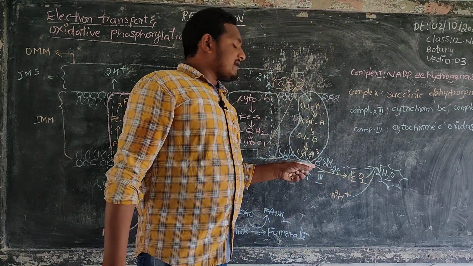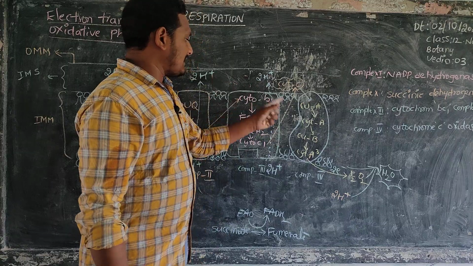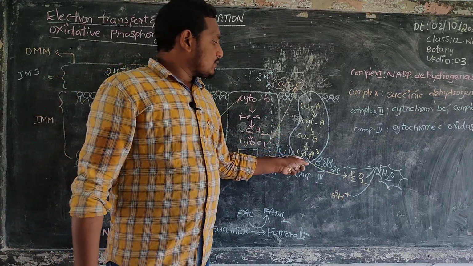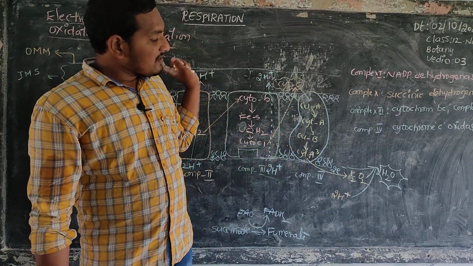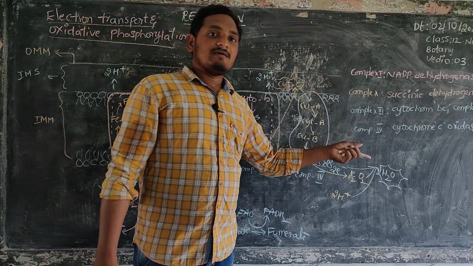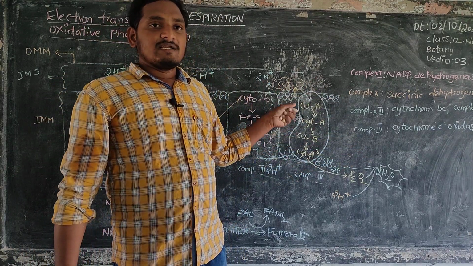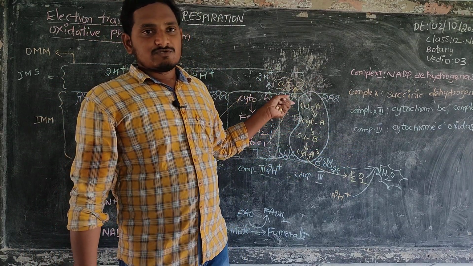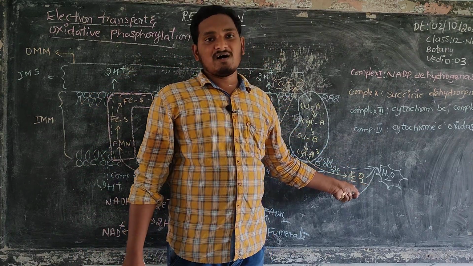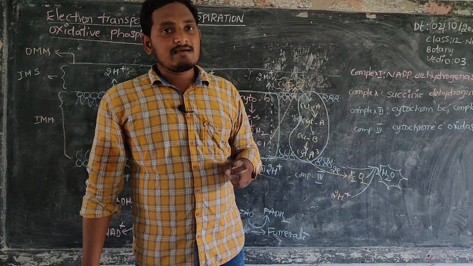So the final electron acceptor in the electron transport chain is cytochrome A3, and ultimately, the final electron acceptor overall, apart from the chain, is half a molecule of oxygen.